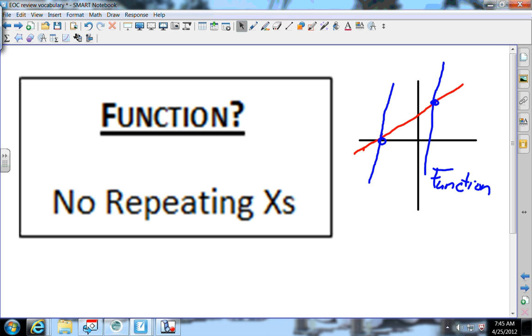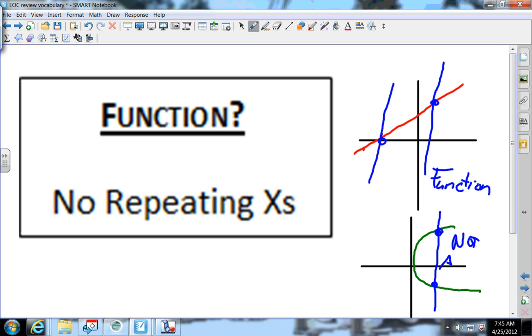Now, if I have one that looks like, let's see. All right, drawing. There we go. Say, for example, we have something like this, and I draw a vertical line. It goes through it 2 times, right? This is not a function. Now, we have the vertical line test, but what it means is the reason why this is not a function.